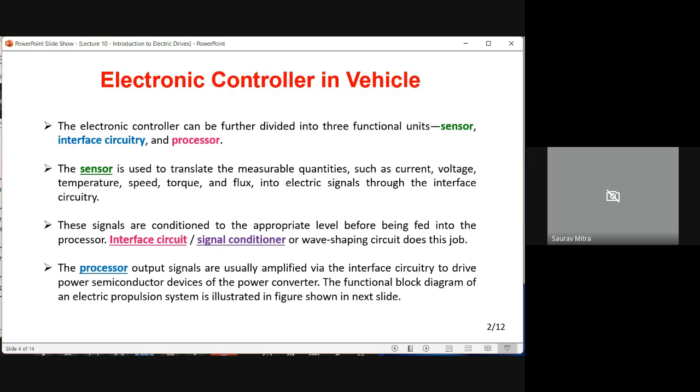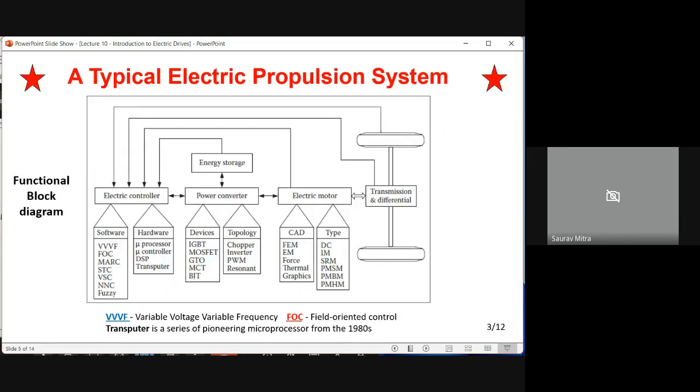So those signals will be generated, and the proper valve or proper actuator will be actuated, and the proper power will be supplied and things will be executed. So the functional block diagram for the overall electric propulsion system is given in this slide. This diagram you might have to draw in the exam, and you have to explain.